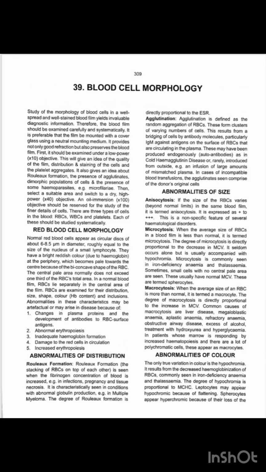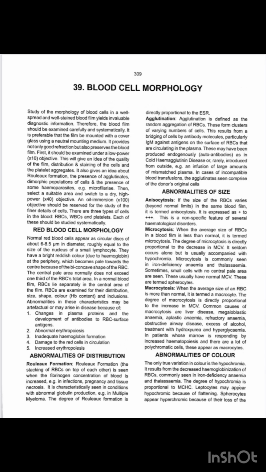In a normal film, the RBCs lie separately in the central area of the film. RBCs are examined for their distribution, size, shape, color, hemoglobin content, and inclusions. Abnormalities in these characteristics may be artifactual or due to disease. For example, there may be changes in the plasma proteins, or antibodies to the RBC surface antigens, or abnormal erythropoiesis or increased erythropoiesis, or inadequate hemoglobin formation, or damage to the red blood cells in circulation.